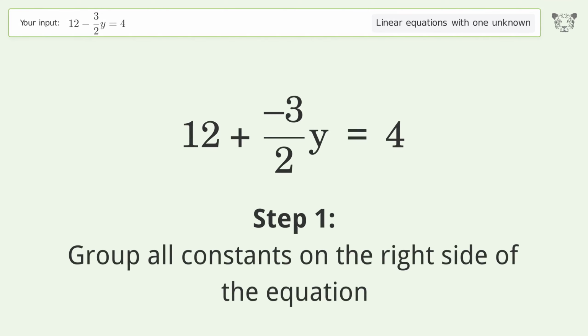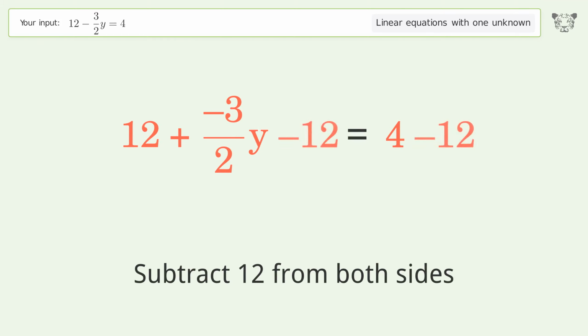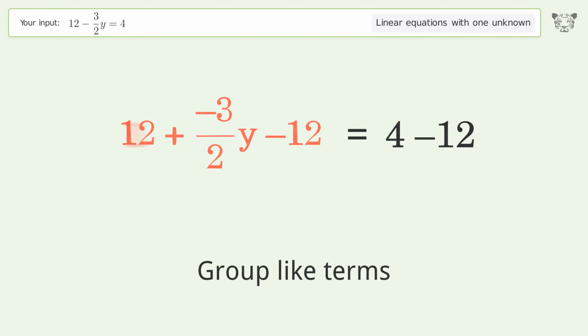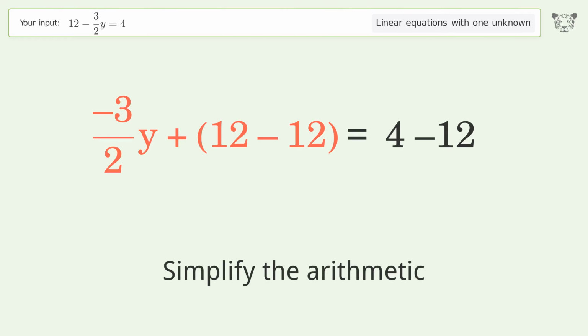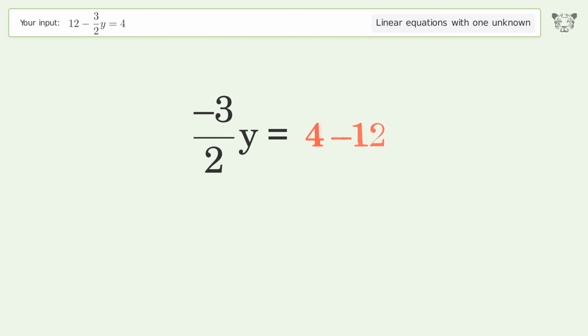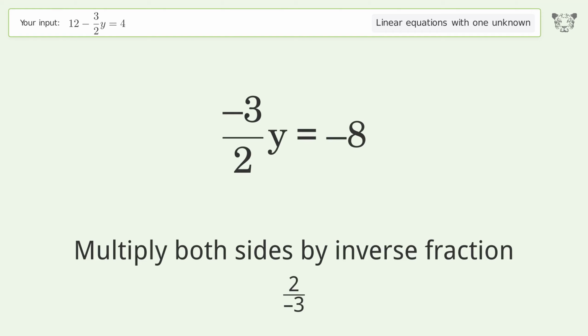Group all constants on the right side of the equation. Subtract 12 from both sides. Group like terms. Simplify the arithmetic. Isolate the y. Multiply both sides by inverse fraction 2/3.